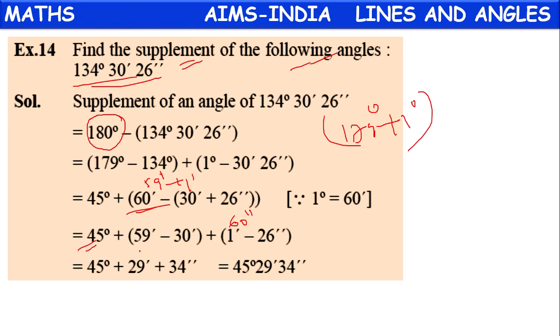So 45 degrees. 59 minutes minus 30 minutes is 29 minutes. 60 seconds minus 26 seconds, 34 seconds. So after combining, 45 degrees, 29 minutes, 34 seconds.